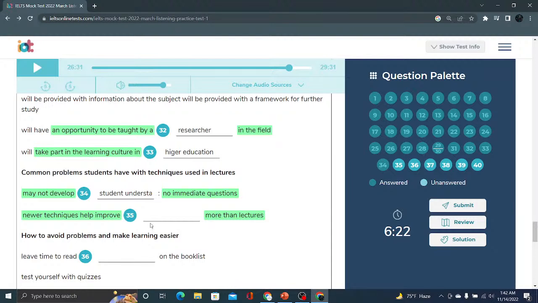New techniques help improve. And he was saying that secondly, when newer techniques approach are used, such as problem solving, learning outcomes are improved. So the answer would be learning outcomes.